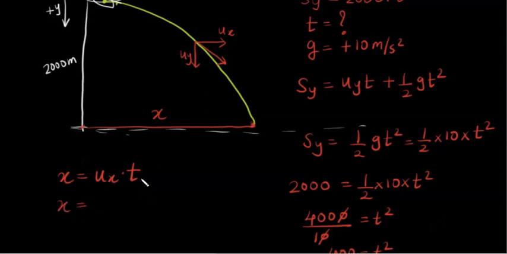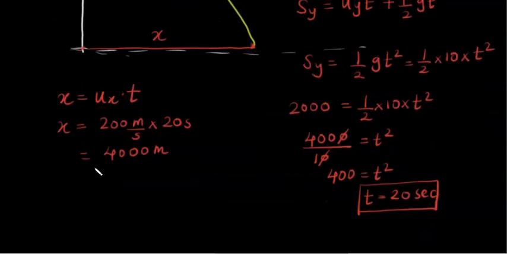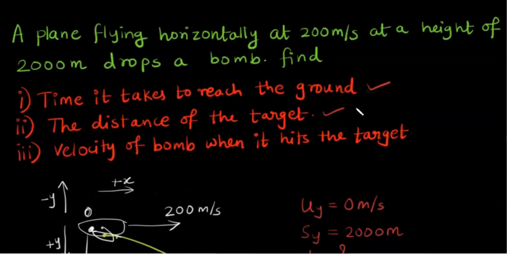So what is ux? We know ux to be 200 meter per second, since it is given to us, into 20 seconds. So this will become 4,000 meter, which is 4 kilometer. So x is 4 kilometer. So the distance is 4 kilometer. So we have done this second problem as well.